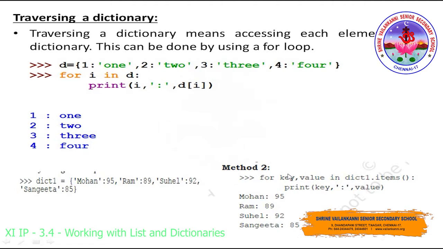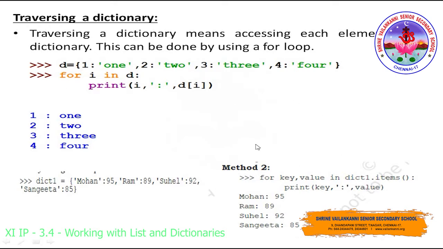Here they are doing print of key colon, which is a string, so it gets displayed as such. What is the first key we have here? Mohan. So Mohan gets displayed first, followed by the colon, and the value related to Mohan is 95, so 95 gets printed. Again it will enter into the loop for the second iteration. Second iteration, Ram 89, gets printed here. Similarly Sohel and then Sangeeta. So this is how it works.